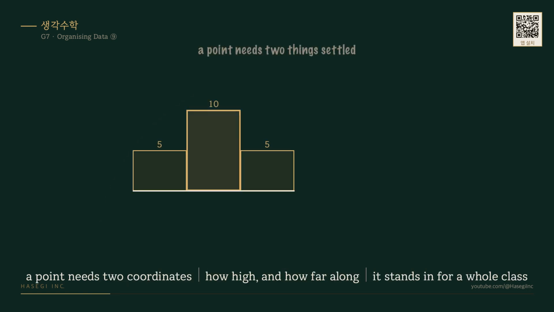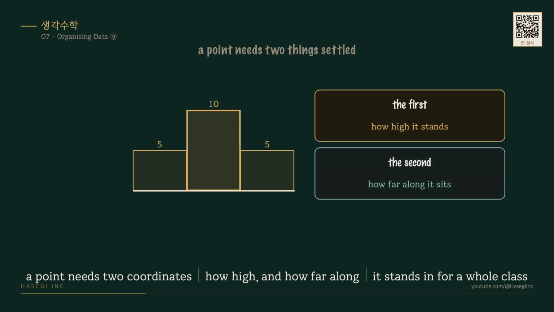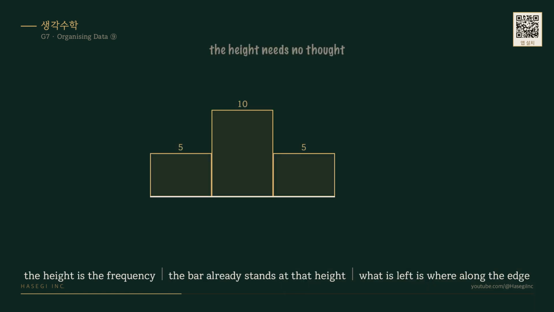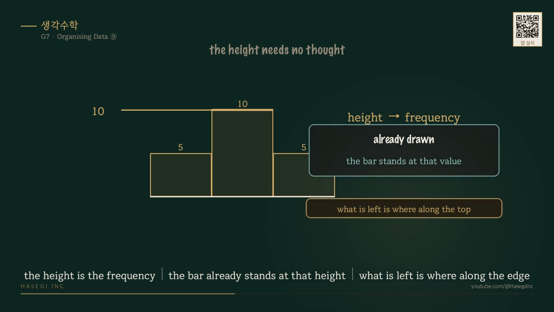Placing a point means settling two things: how high it sits and how far along it sits. This point is standing in for a whole bar, which is to say for a whole class. So we need a height that represents the class and a position that represents it too. The height needs no thought. It is how many are in that class, the frequency, and the bar's height is already exactly that. So the point sits at the level of the top edge. What is left is where along that edge it goes.